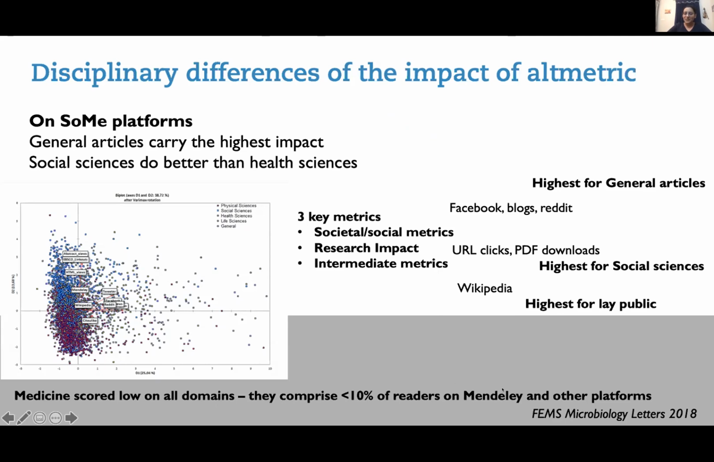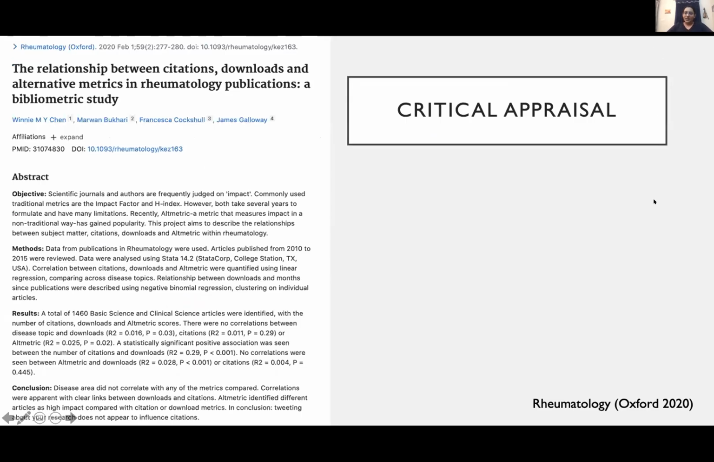They comprise less than 10% of readers on Mendeley and other platforms, maybe because this is not the focus of their work and research is a secondary objective. So just before we reach the end of our presentation, this recent paper, which was highly publicized and discussed, and actually came as a surprise to me as well, challenged my beliefs about Altmetric attention scores. It said that tweeting about your research does not appear to influence citations. And yeah, it is not very good news for a social media editor. So I thought maybe we can look at it closely.